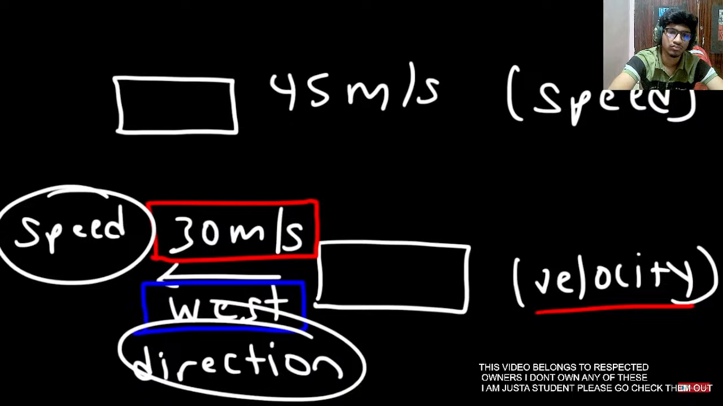Speed tells you how fast something is moving. Velocity tells you not only how fast something is moving, but also where it is going. So remember, velocity is speed with direction. Speed can only be positive. Velocity can be positive or negative.